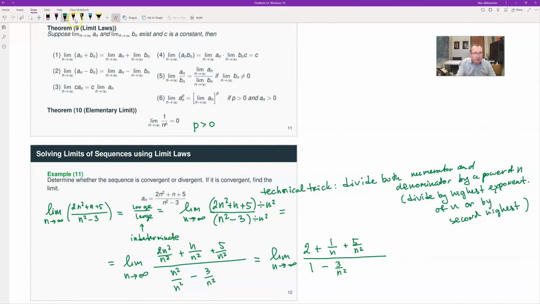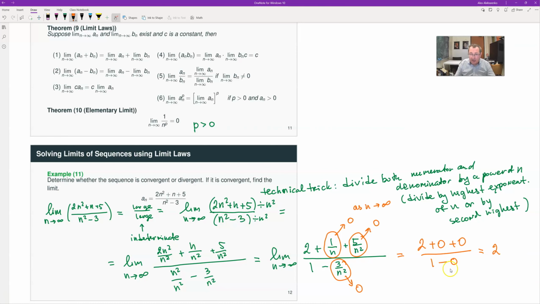Are we ready to make a conclusion? Let's take a look. So 1 over n, we know that will go to 0 as n goes to infinity. 5 over n squared, we know that will go to 0 as n goes to infinity. 3 over n squared, we know will go to 0 as well as n goes to infinity. So what is the resulting expression? It would be 2 plus 0 divided by 1 minus 0. The answer in this case is 2, and we solved the limit.